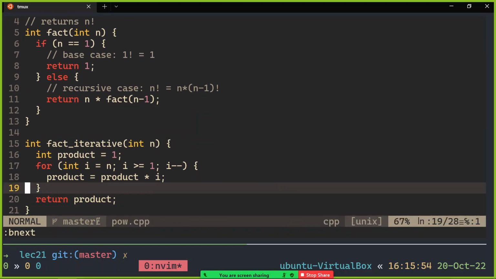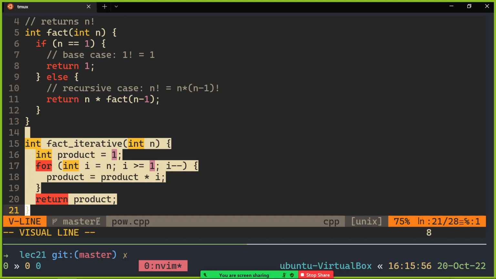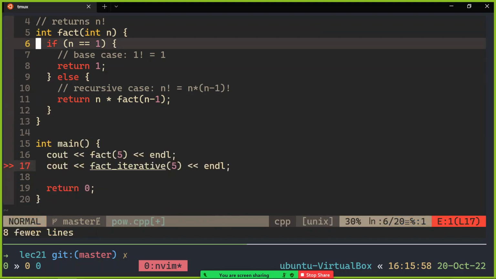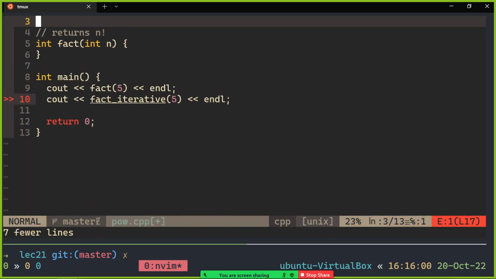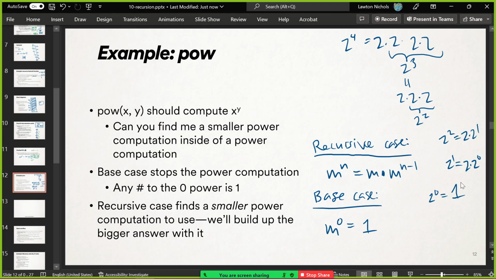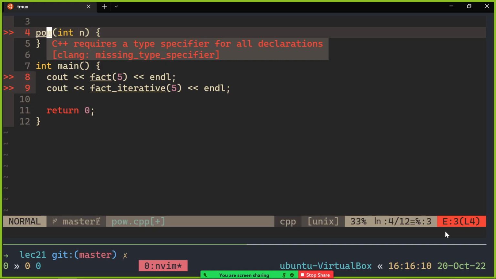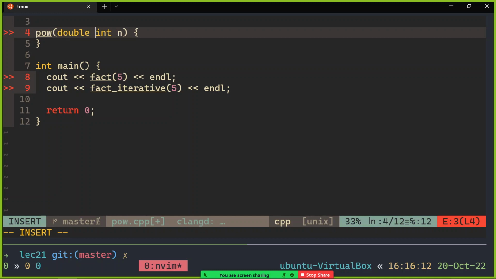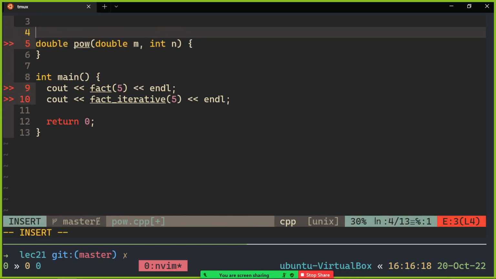Alright, so let's remove all this. It's no longer called fact, it's going to be called pow. And you might have noticed that we can only handle integer exponents. But we can take any arbitrary thing that we're taking the exponent to. So it's double m, int n, and it gives back a double. So it returns m to the nth power.